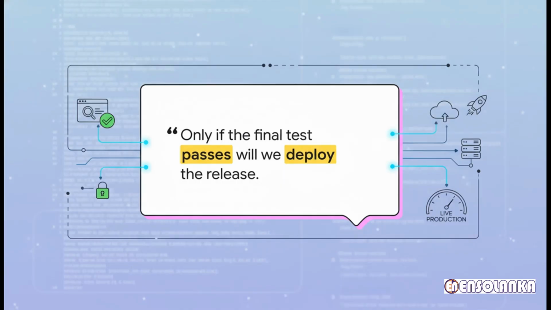And check out the special structure here. It's a bit formal, but really powerful. When you put only if at the beginning of a sentence, you flip the main clause around, so it becomes only will we deploy. This isn't just to sound fancy, it adds serious emphasis. It sends a clear message to your team. There are absolutely no exceptions.